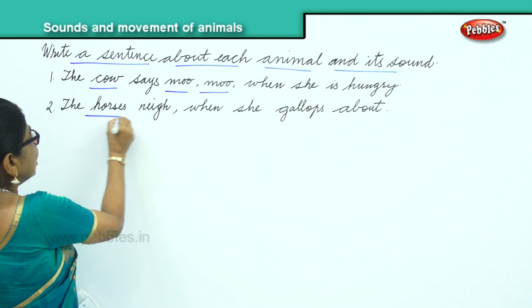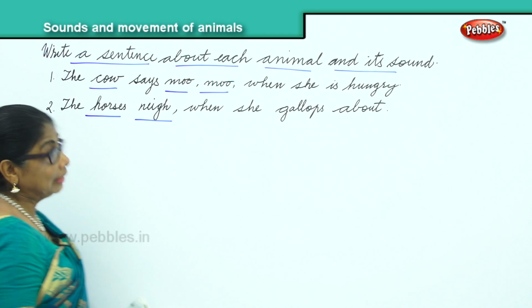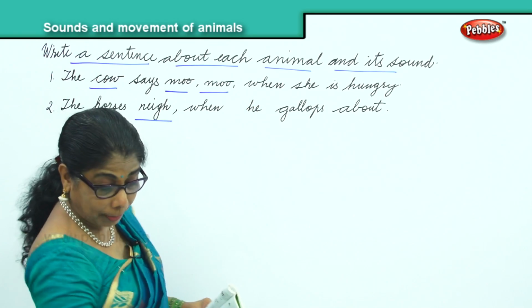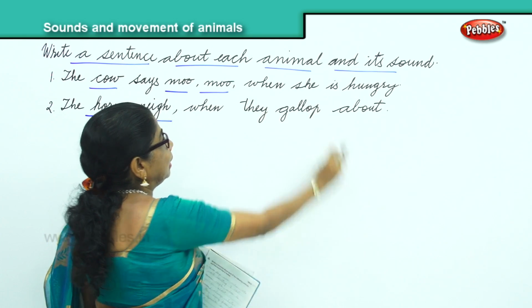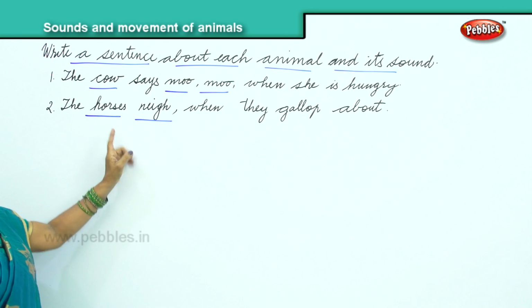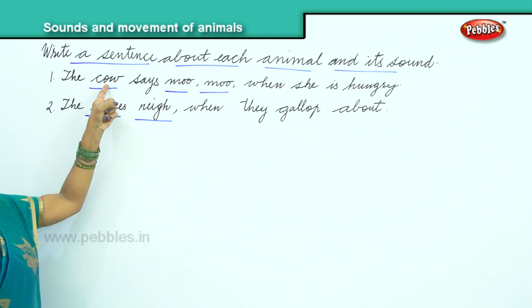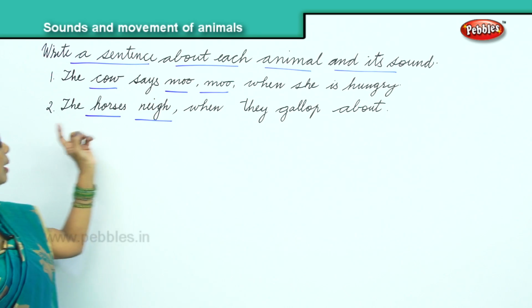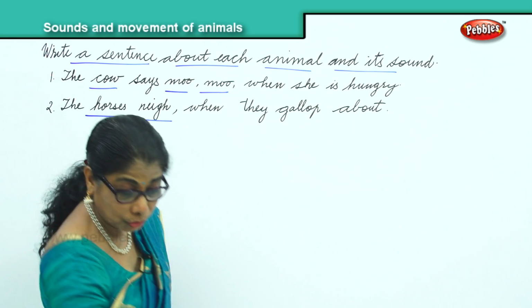Horse. What's the sound made by the horse? The horses neigh when they gallop about. So there are many horses here. Horses neigh when they gallop about. What do the cows say? The cow says moo, moo when she is hungry. The horses neigh when they gallop about.